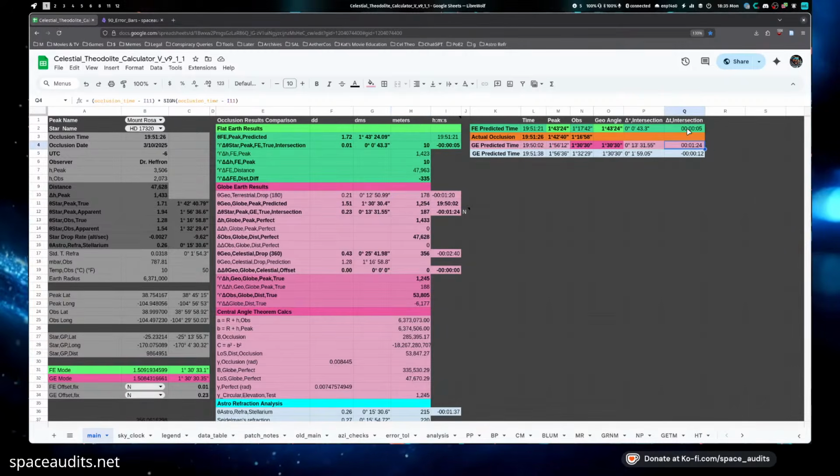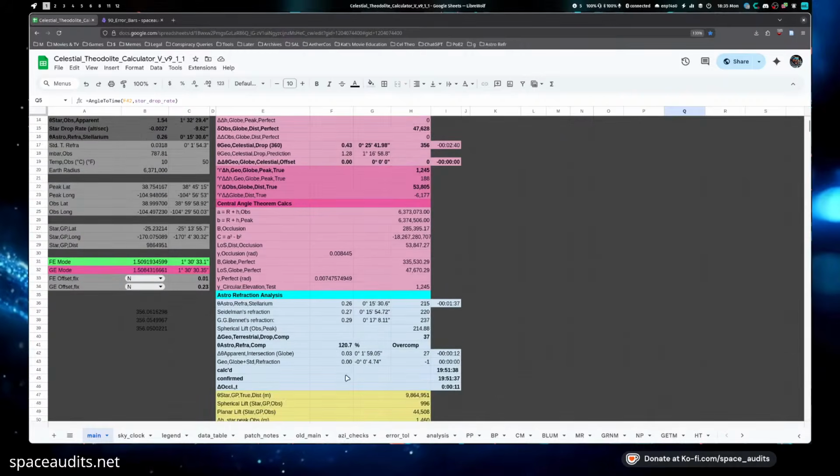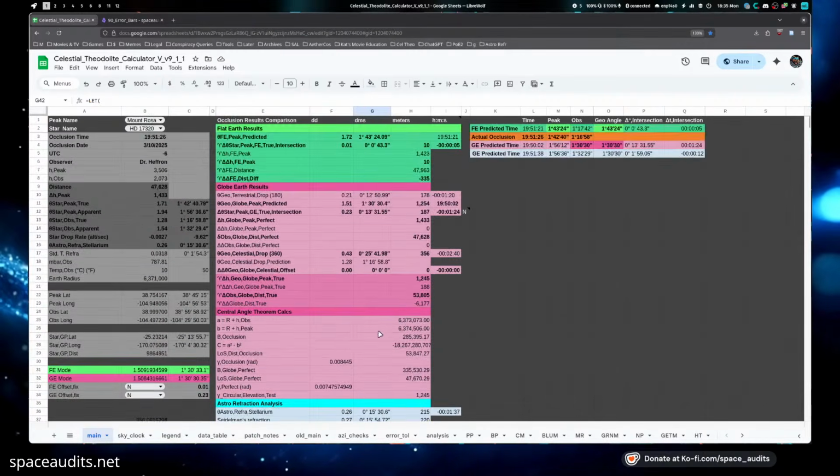The timing difference between our two predictions is 5 seconds, and 1 minute and 24 seconds for the globe. At the time of occlusion, they're refracted up. How much above it? They're refracted up almost 2 whole arc minutes above the peak. So they still need another 12 seconds for a geometric intersection with the apparent light and what they would perceive as the actual geometric peak for them.